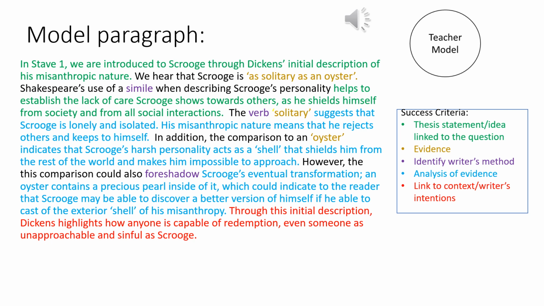So that is a model answer for Scrooge at the start of the novella, using the quote 'solitary as an oyster'. What I'd like you to do is to think about the quote that you've just exploded, a different one to 'solitary as an oyster', and see if you can turn that into a model paragraph about Scrooge's presentation, either at the start of the novella or at the end.